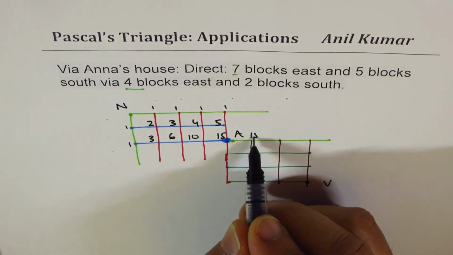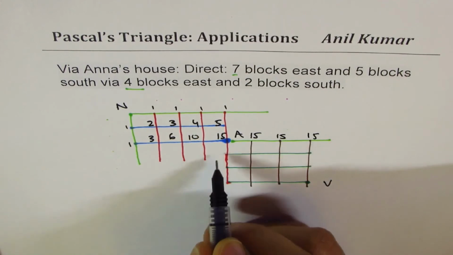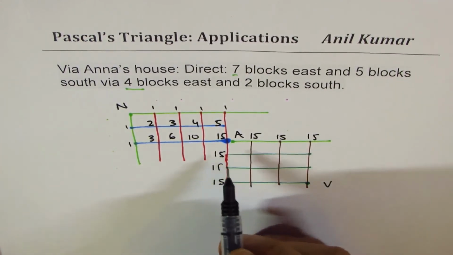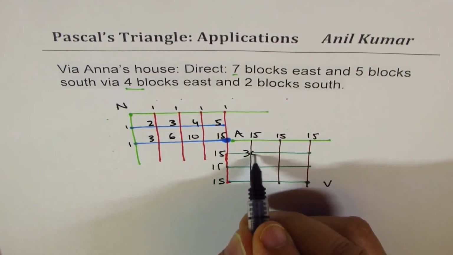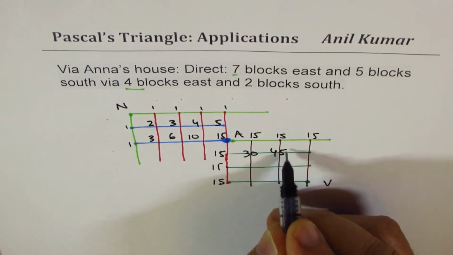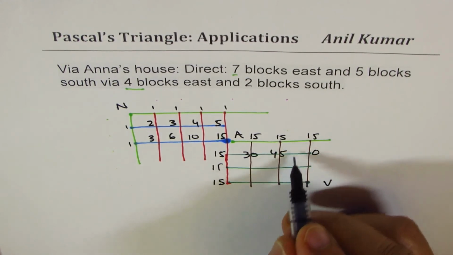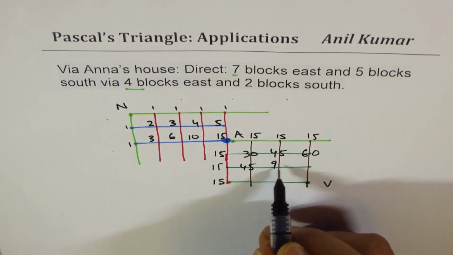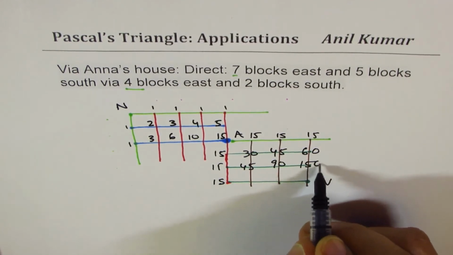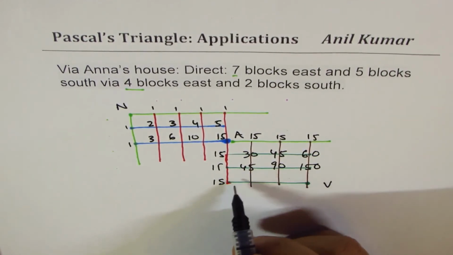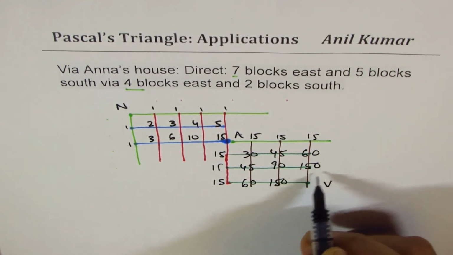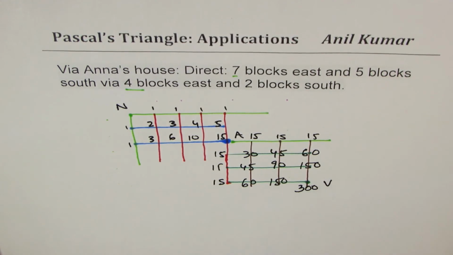From here, going east will be 15 each. South will also be 15, right? So now you add them. 15 and 15 is 30. 30 and 15 is 45. When you add 15, you get 60. 45 plus 45 is 90, and this is 150. When you add this, you get 60, 150, and when you add 150, you get 300. So now there are 300 ways of going, right?